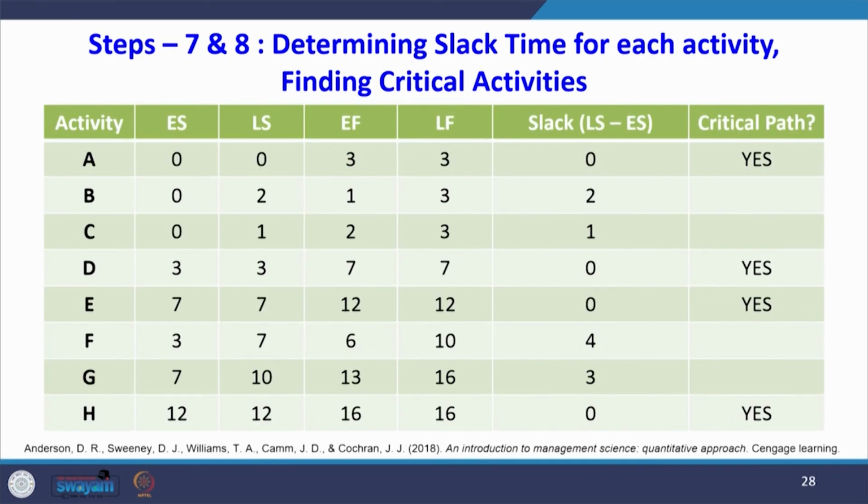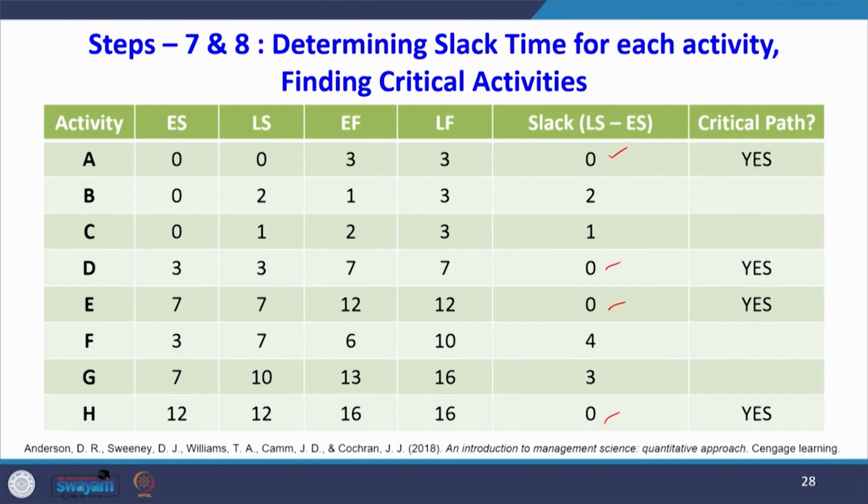Now, step 7 and 8 is determining slack time for each activity and finding critical activity. So, we know what is the slack? Slack is the latest start time minus earliest start time. So, here the activity A is having 0 slack, activity D is having 0 slack. So, activity E is having 0 slack, activity H is having 0 slack. Okay. Now, wherever the slack is 0, those activities are called critical activities.